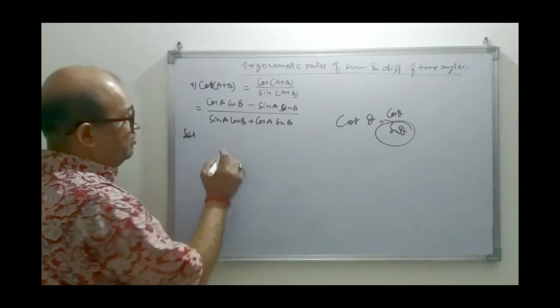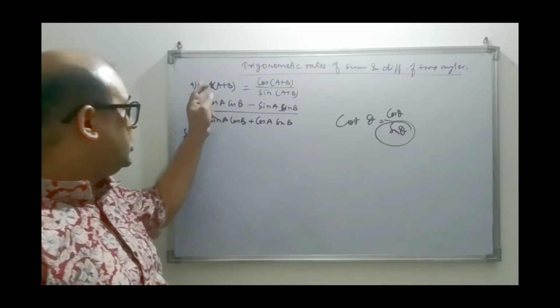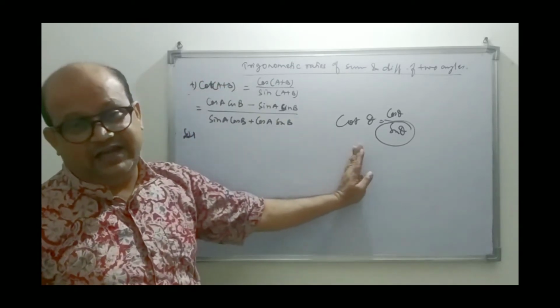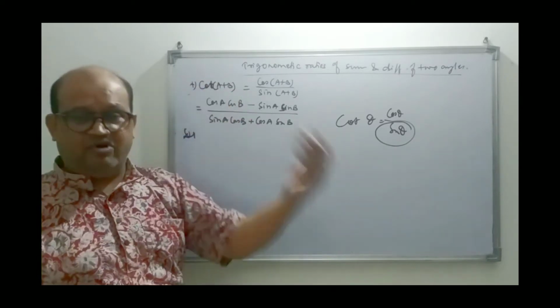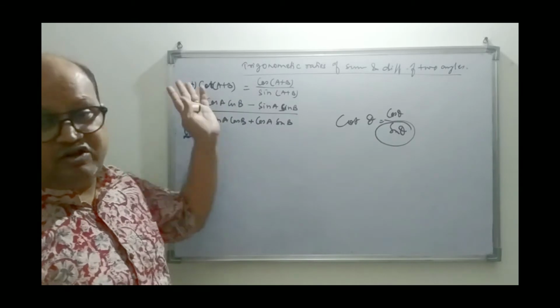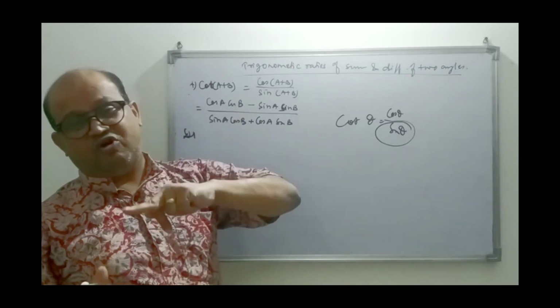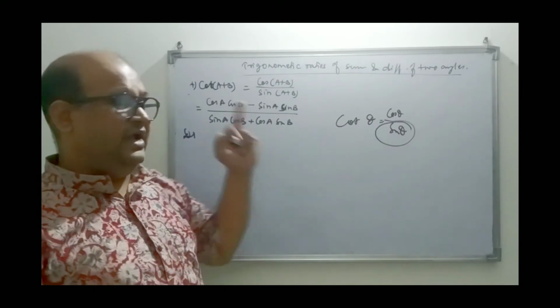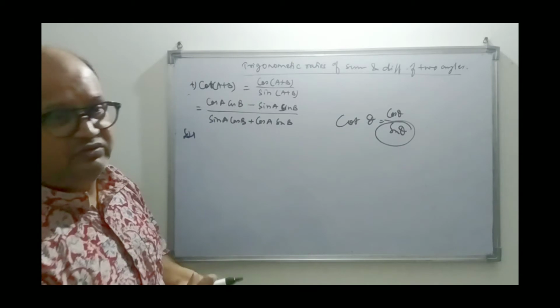This is what you have to understand. If it is cot, then divide by sin A sin B, because the denominator of cot is sin. If you get some other sums also, remember it. If you are getting cot of something, then divide by sin, because the denominator of cot is sin. And if you get tan, then divide by cos. That will be helpful for you.